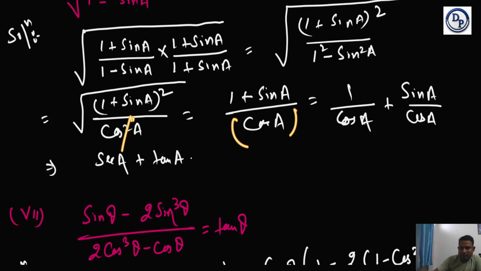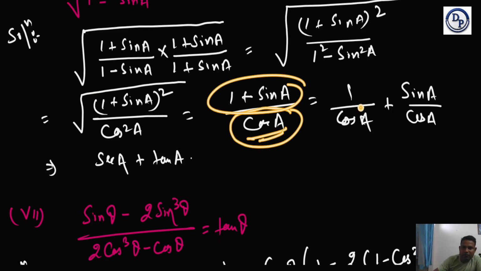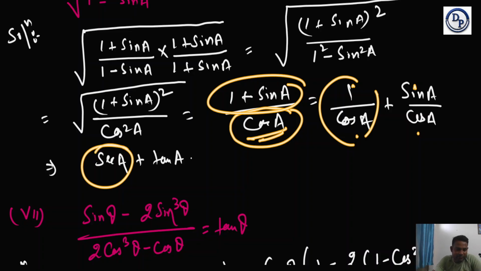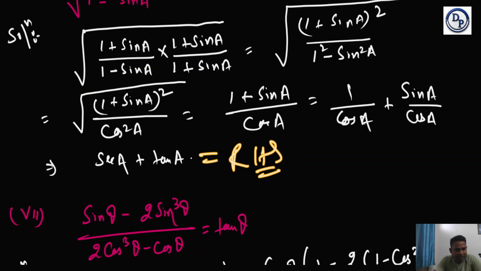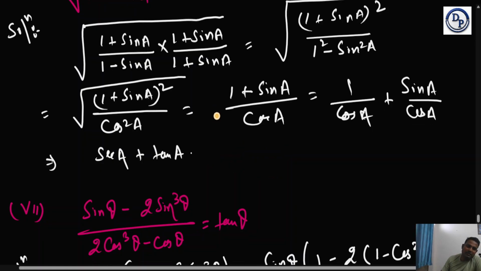Okay, so now I can simply distribute this denominator over this numerator, we will get 1 by cos A plus sin A by cos A. So 1 by cos A gives us sec A, as we know cos A and sec A are reciprocals of each other, and sin A by cos A gives us tan A. We have utilized it earlier as well in many problems. Okay, this is what the RHS is. So we proved it. Okay, now what about question number 7?